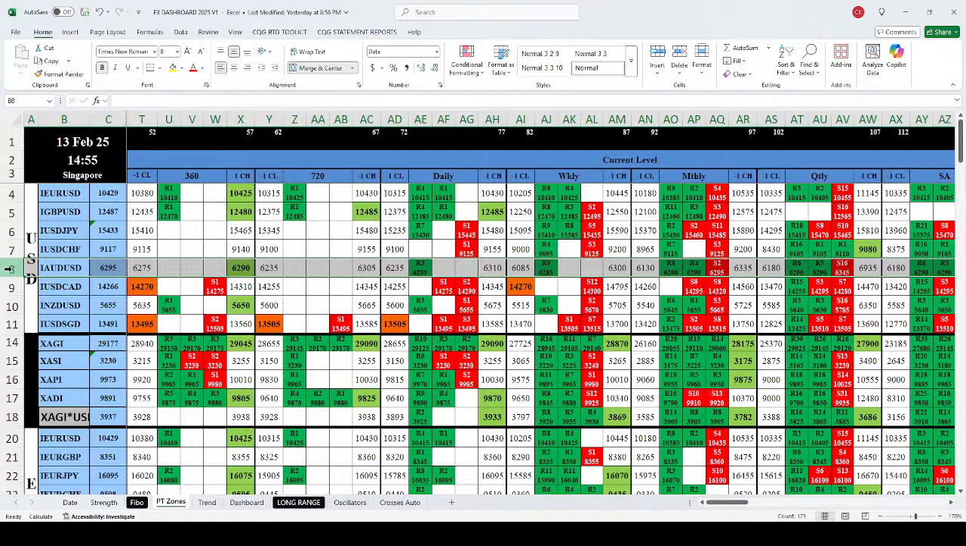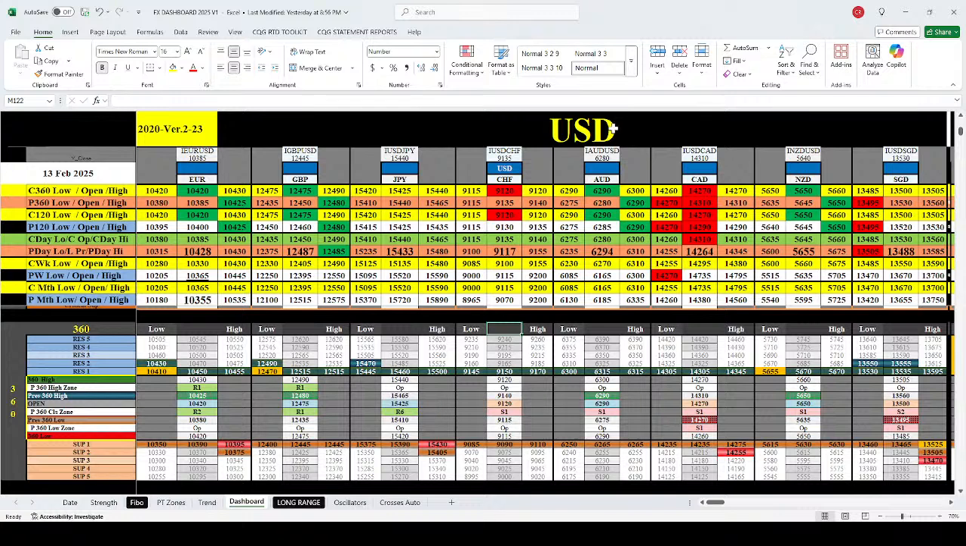So right now the market is trading at 62.95. So expect 63.10, 63.35 to be tested, and if it breaks, we can see the price moving higher. As far as the buying is concerned, we should be looking to buy near 62.75, which is only about 15 pips away from current trading levels.